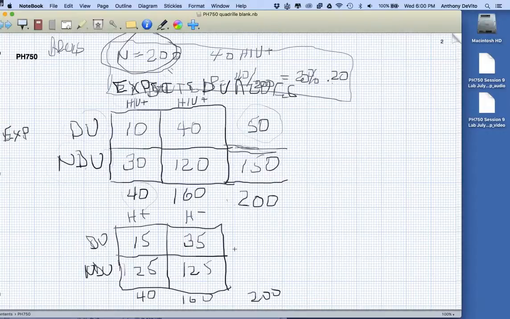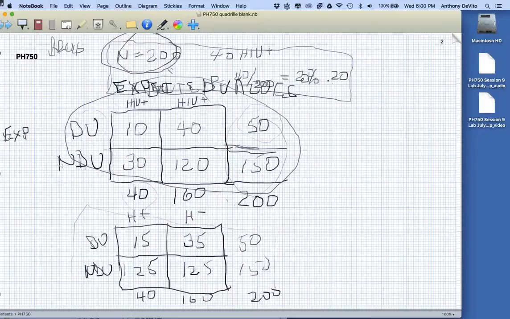Okay, so how many drug users do we have? We have 50. How many non-drug users? We have 150. So it's the same table as we have up there, except this represents the real world distribution. This is what we would have expected if drug users and non-drug users had the same rate of HIV diagnosis. Okay, and this is what we find in the real world, in our real world sample. So instead of expected values, I'm going to call this table down here observed values.